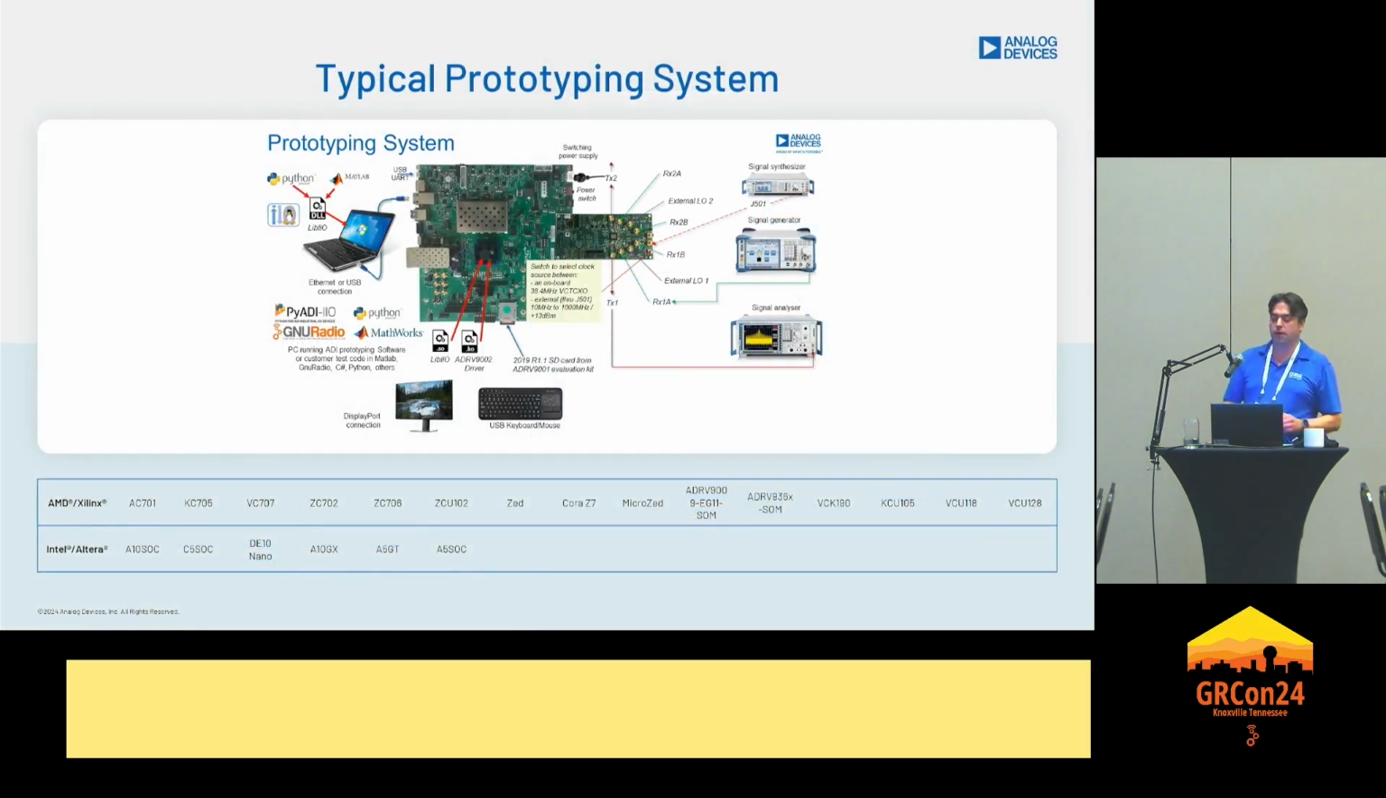This is what we envision a typical prototype system can look like. It's typically either an AMD Xilinx or an Intel Altera FPGA carrier board together with an FMC card that either we provide or any of our third parties make those cards as well. And we support typical FPGA carriers. For example, we wouldn't support a low-cost board with a gigasample ADC because it just doesn't have the compute or interface capabilities.